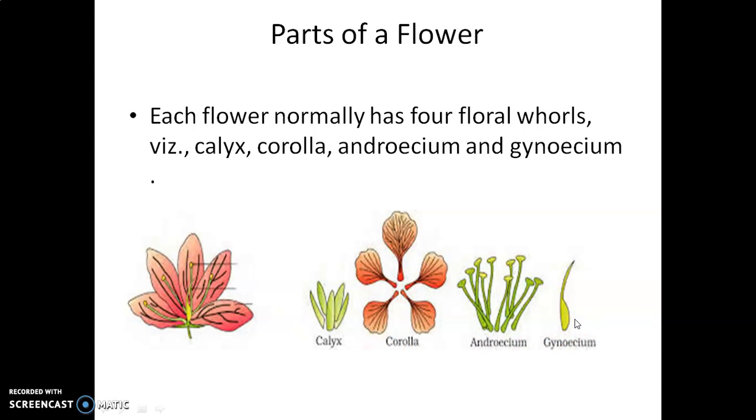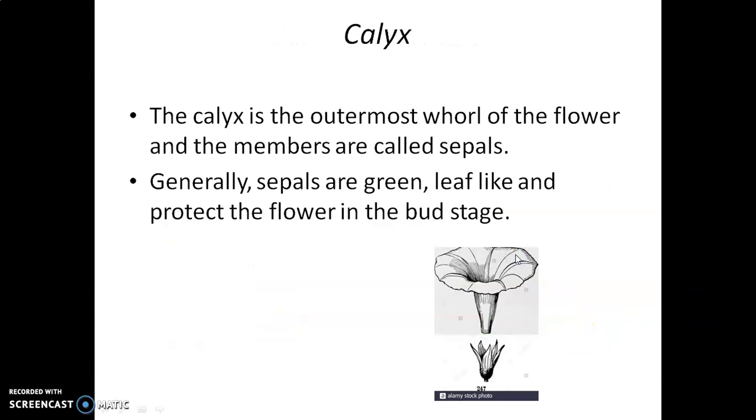Children, as we discussed in our introductory class, the first two whorls, calyx and corolla, are the accessory parts because they do not have a direct function in the process of reproduction. At the same time, androecium and gynoecium are the main reproductive parts of a flower. Androecium, male reproductive part, and gynoecium, female reproductive part. Okay, so let's start with the first whorl, that is calyx.